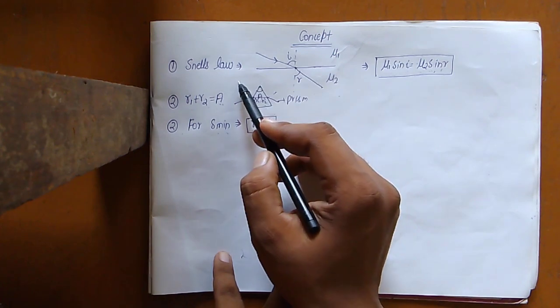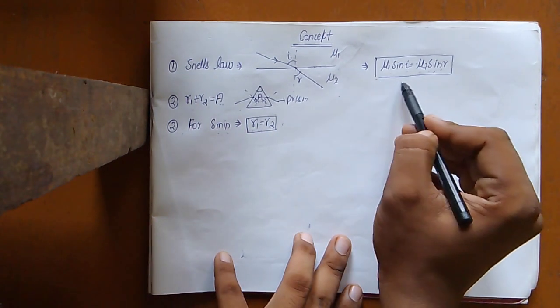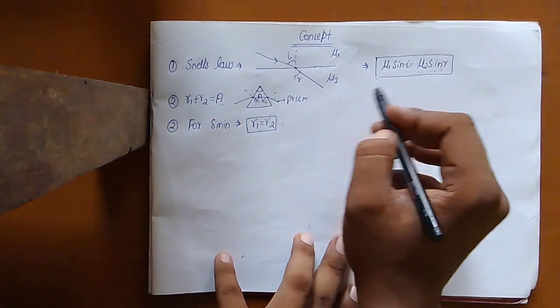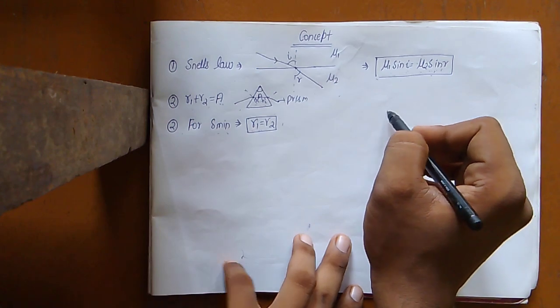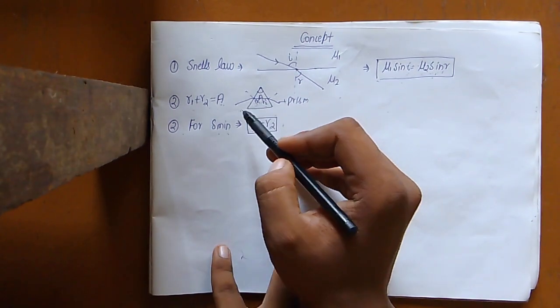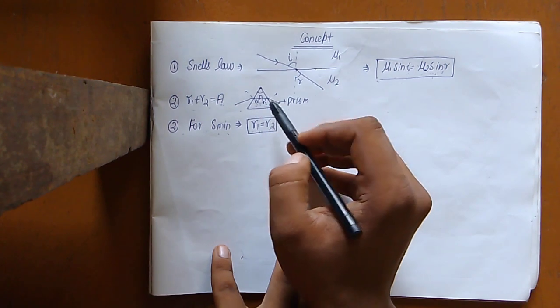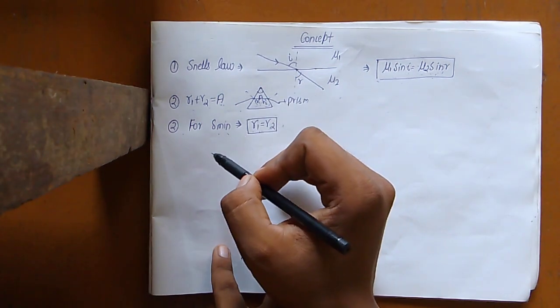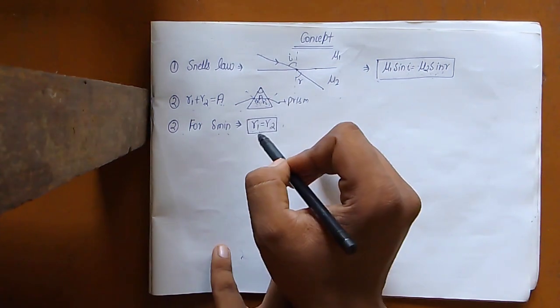Number one is Snell's law. Snell's law states μ1 sin i equal to μ2 sin r, where i and r are the angles made by the ray with the normal, and r1 plus r2 equal to A, where A is the angle of the prism, and r1 and r2 are the refracted angles. And for the condition of δ minimum, r1 should be equal to r2. Now let's go back to the question.